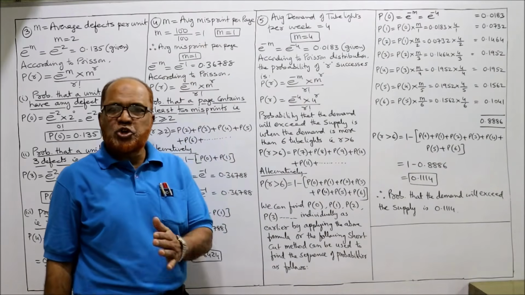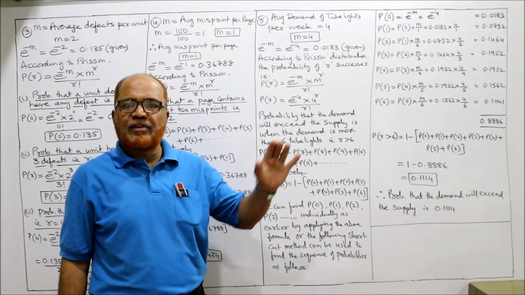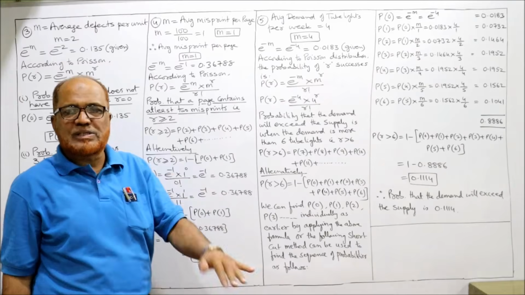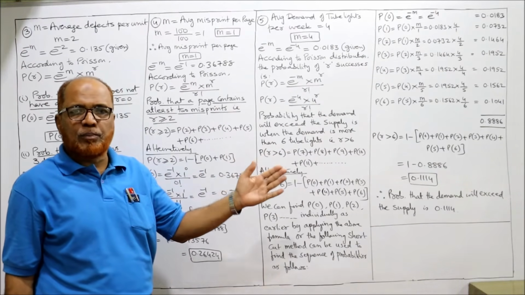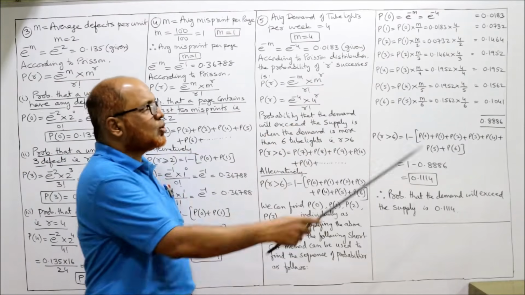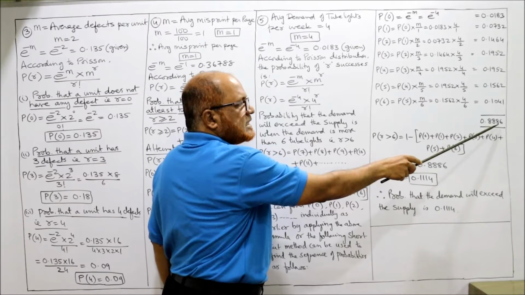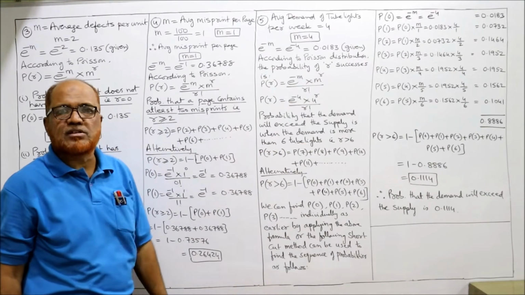That's it. Shortcut method, easily. In lesser time, we have calculated the sequence of probabilities from 0 to 6: P of 0, P of 1, P of 2, P of 3, P of 4, P of 5, P of 6. Take the total. The total of all the values is 0.8886. This is the total of P of 0 to P of 6.